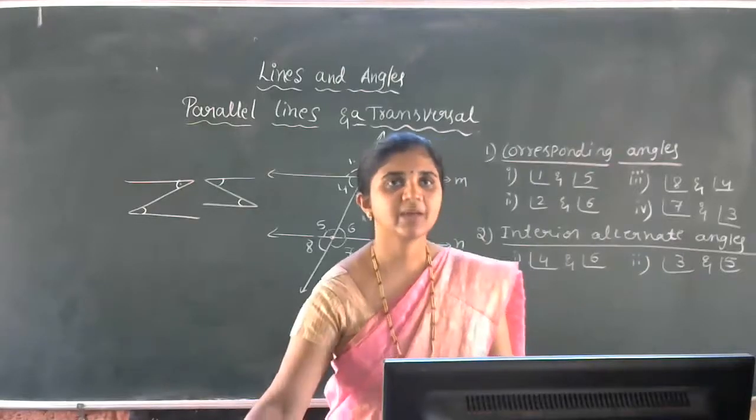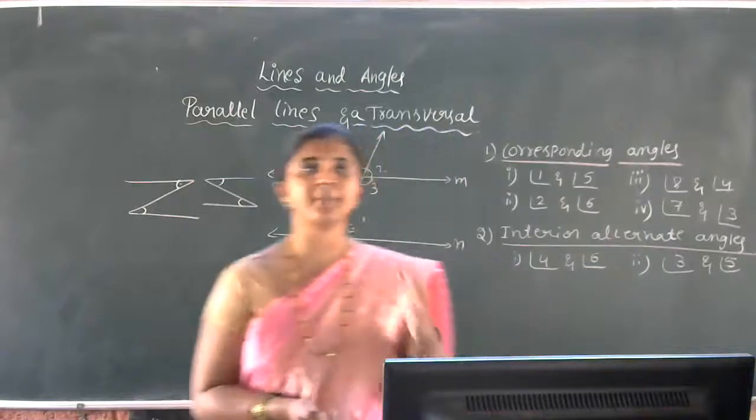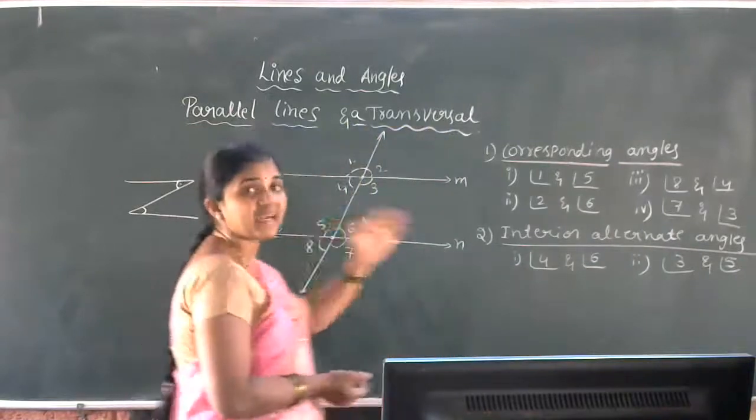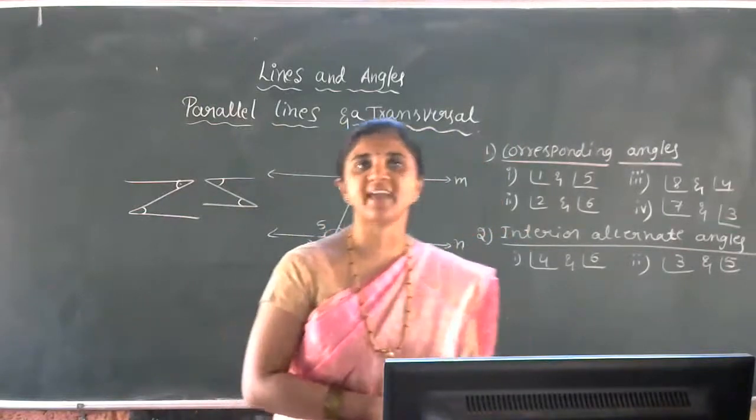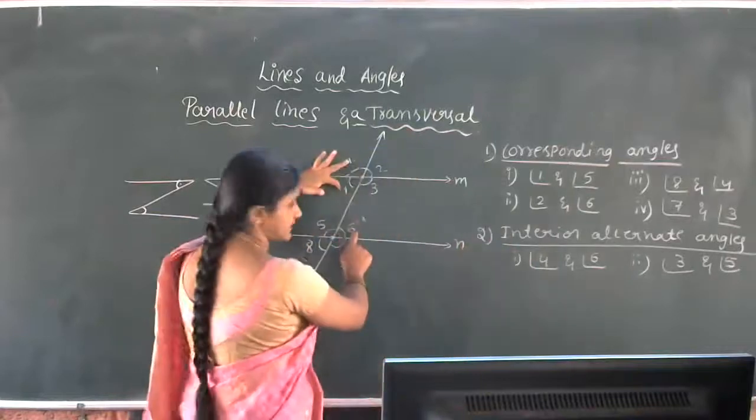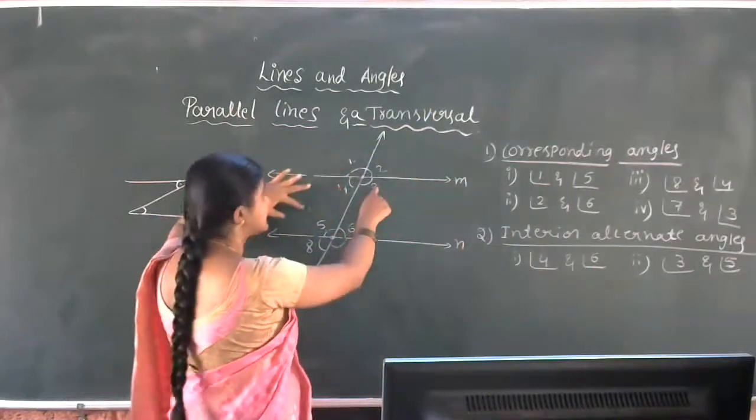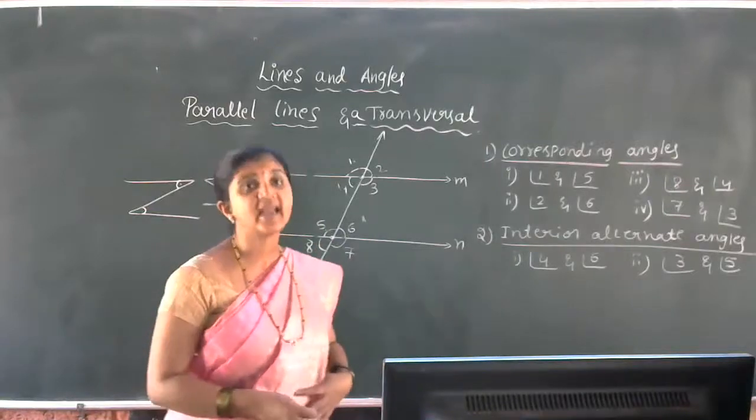Yes, students, welcome back to Lines and Angles, in the parallel lines and a transversal topic class. So, we are discussing interior alternate angles, Z-shaped angles actually. So, that is angle 4 and angle 6, one pair of interior alternate angles, and angle 3 and angle 5, another pair of interior alternate angles.